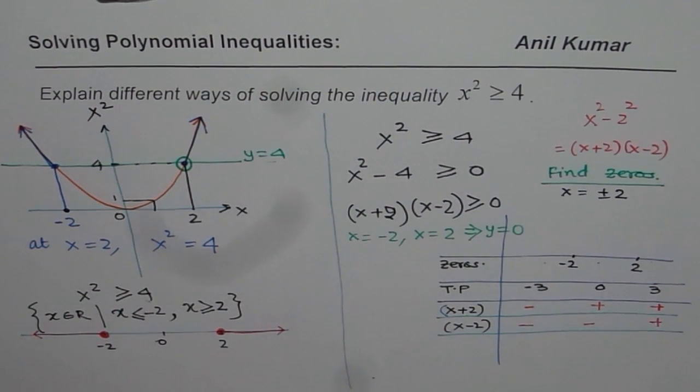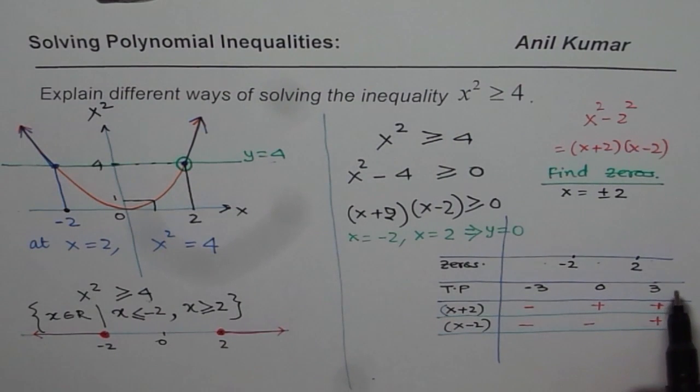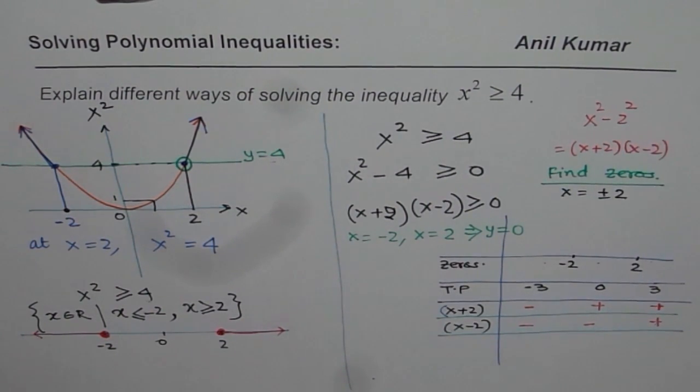So you don't have to write the value. The sign is important. I could have used 4, which will give me positive 2. 5 will give me positive 3. The important thing is the positive sign. So we are considering only the positive sign.